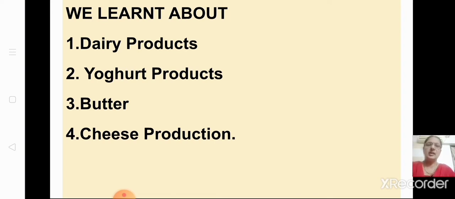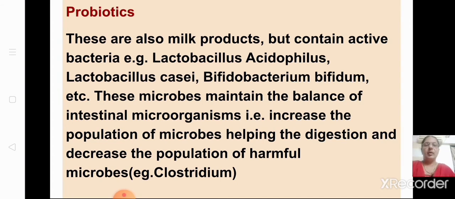Today we are going to start with probiotics. Already in standard 9 we have learnt about probiotics. Now let us learn in detail about probiotics and how they are useful for us. They are also milk products, but they contain active bacteria. For example, what are the active bacteria? Some of them are Lactobacillus acidophilus, Lactobacillus casei, and Bifidobacterium bifidum. These are some of the active bacteria present in probiotics.